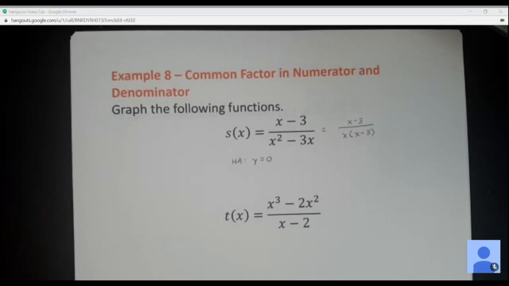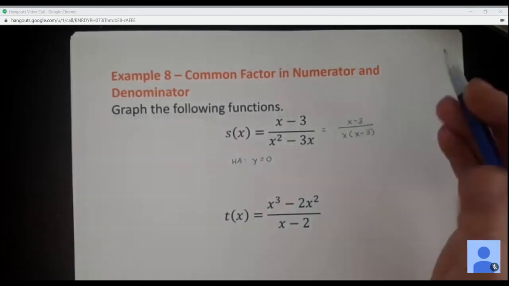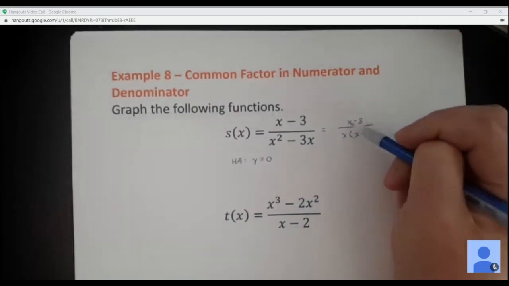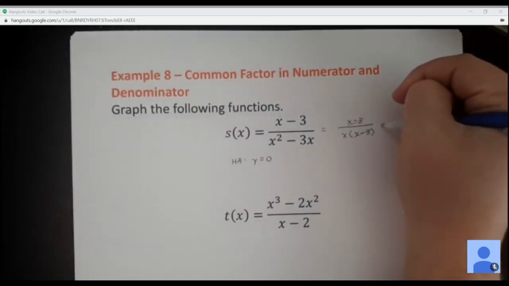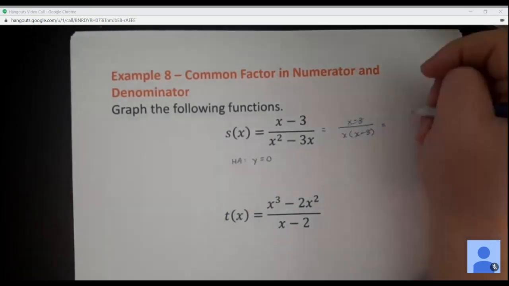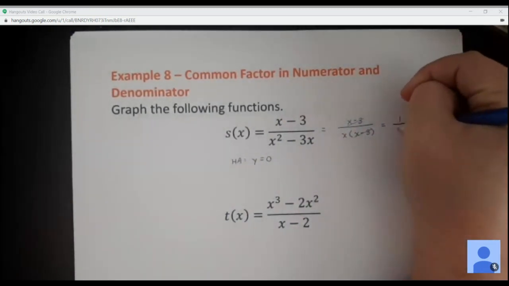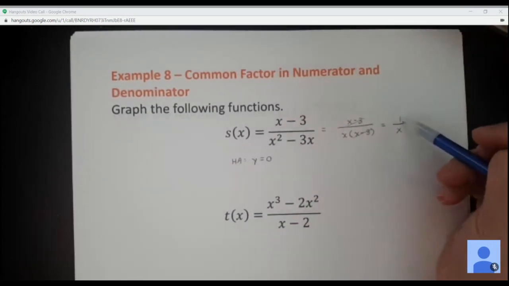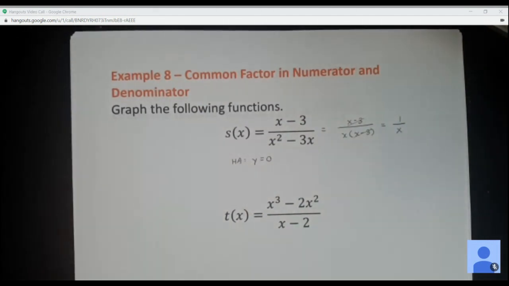Now, do we have any common factors? Yes, right? And so in this case, because we have that x minus 3 in common, we can actually cancel out these common factors. And so what is this going to simplify to? One over x, right? So the x has to stay in the denominator, and then we just have a common factor. The one is like an understood factor of one out front, so we have one over x as our simplified function this time.